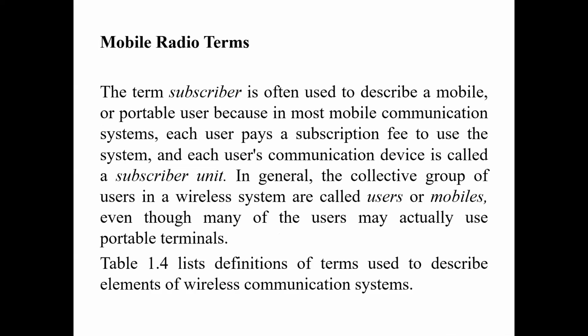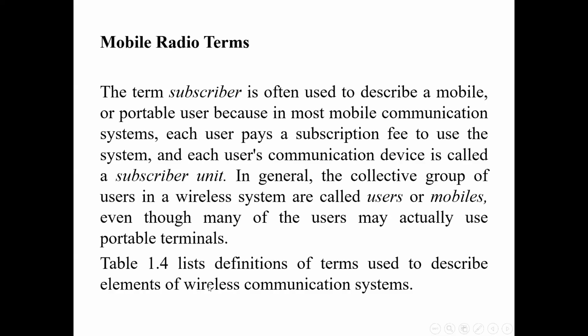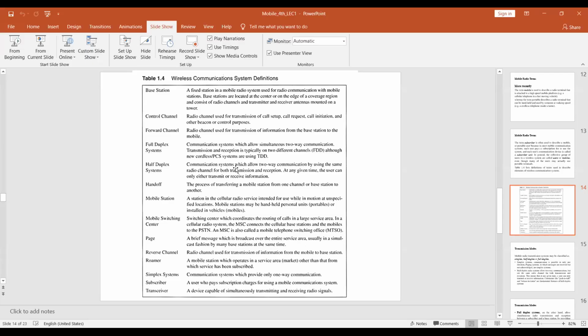In general, the collective group of users in a wireless system are called users or mobiles, even though many of the users may actually use portable terminals. Table 1.4 lists definitions and terms used to describe elements of a wireless communication system. Of course, to understand this, let us go to the whiteboard to explain what we mean by each term.